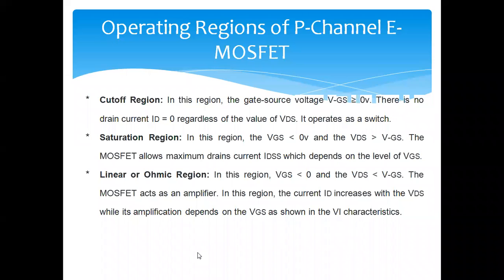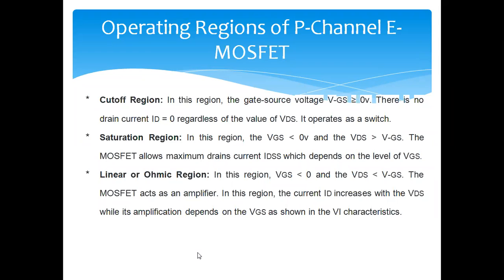Now, what are the conditions to operate this MOSFET in the saturation region? In the saturation region, VGS is less than 0 and VDS is greater than VGS, right? In this saturation region, the MOSFET will draw the maximum current because the channel formed in this region will be maximum. So it can allow the maximum number of majority carriers, and that's why the current will also be maximum.